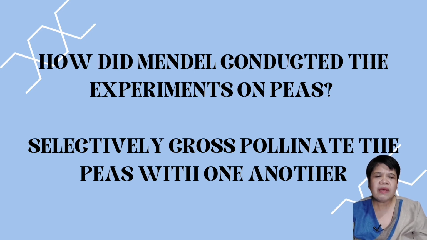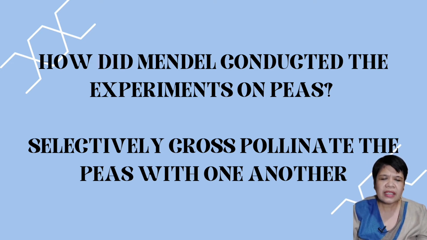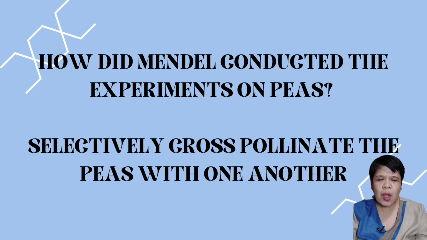The pure breeding peas constituted the parental or the P1 generation. All offspring of these crosses resembled one another. For example, when he crossed the pea plants that produce round seeds with pea plants that produce wrinkled seeds, all the offspring had round seeds. The offspring of the parental cross are called the first filial or F1 generation.